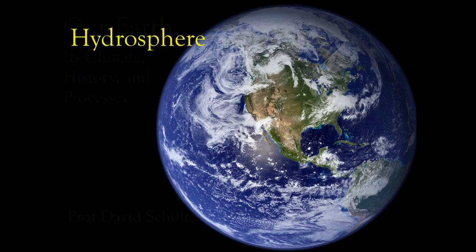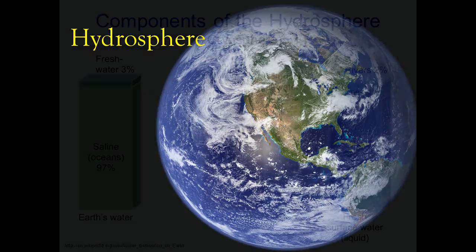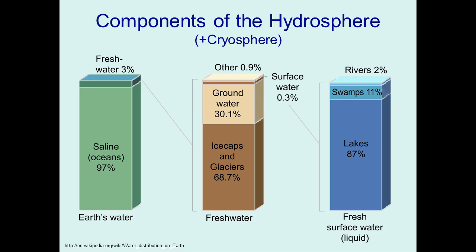I'm David Schultz. In this lecture, we're going to talk about the hydrosphere. This is the sum of all the liquid water on the planet. And so, what comprises the hydrosphere? 90% of the liquid water on the Earth is saline. In other words, ocean water.